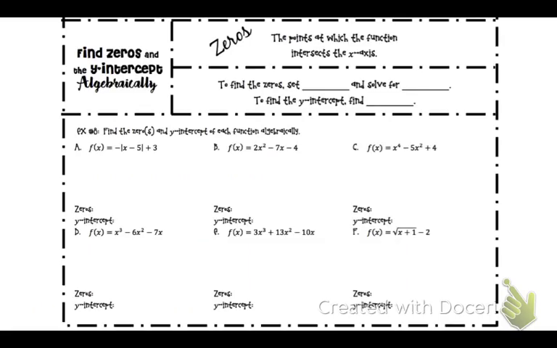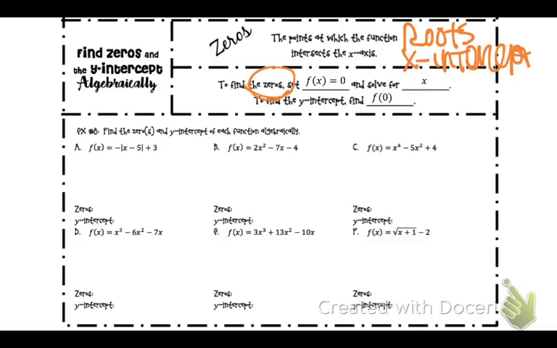Cool? Okay, let's look at this. So to find the zeros, you set f of x equal to 0 and solve for x. That's how you find the zeros. To find the y-intercept, you find f of 0. So zeros, this is the same. There are a couple different words for zeros. That could be roots. That could be x-intercepts, intercepts, zeros.